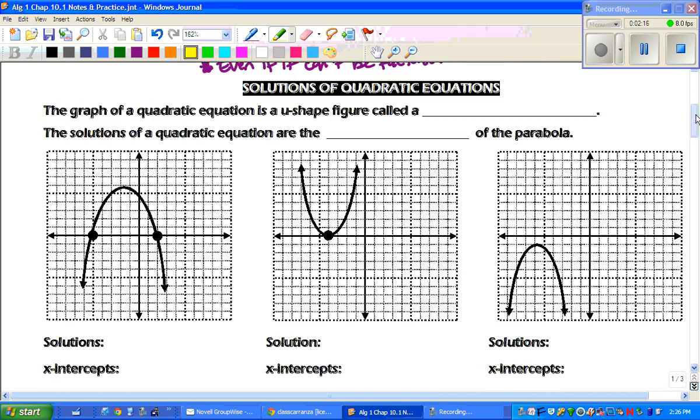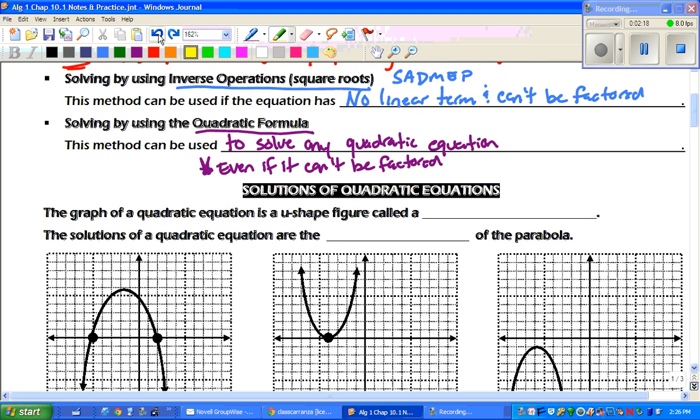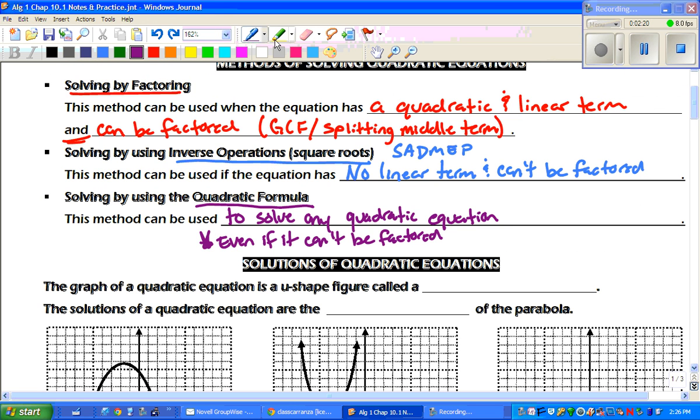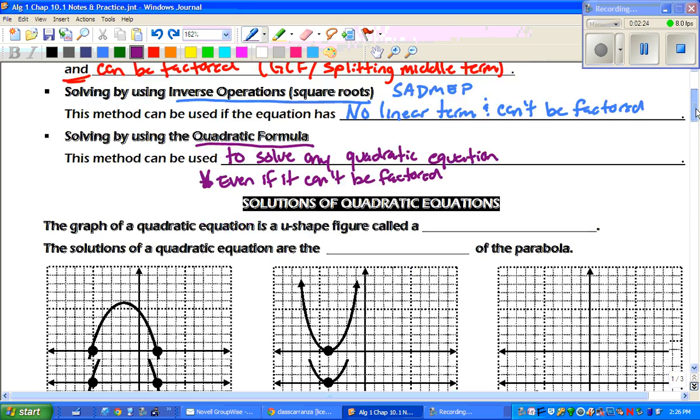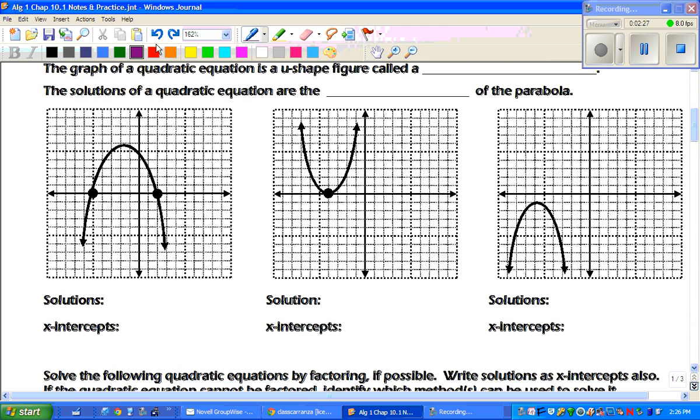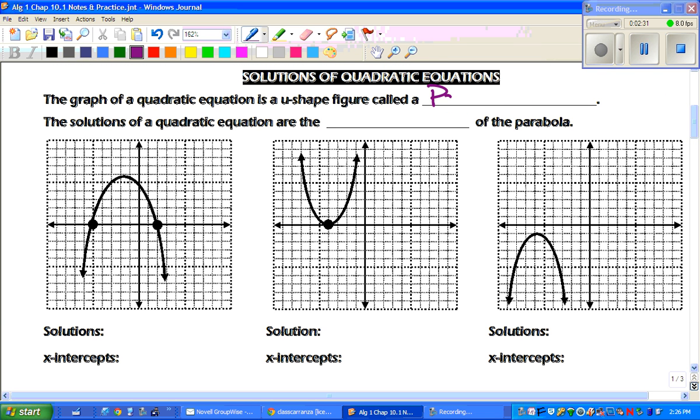Okay, so let's go ahead and take a look at this. The graph of a quadratic equation is a U-shape, okay? And it has a special name. That is called a parabola.